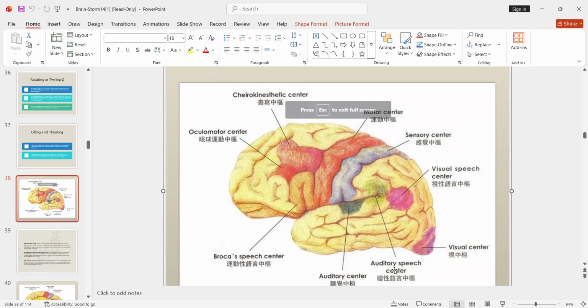And auditory speech for sentence making area and motor center area. These are the brain's functions. Every area is doing a different function.